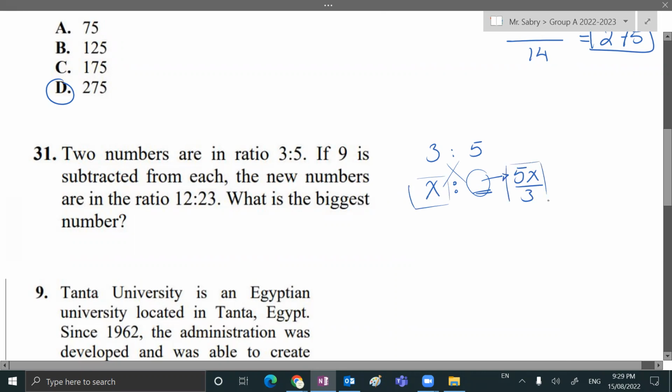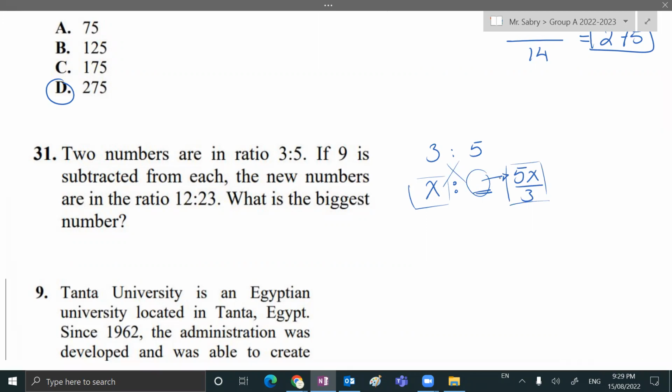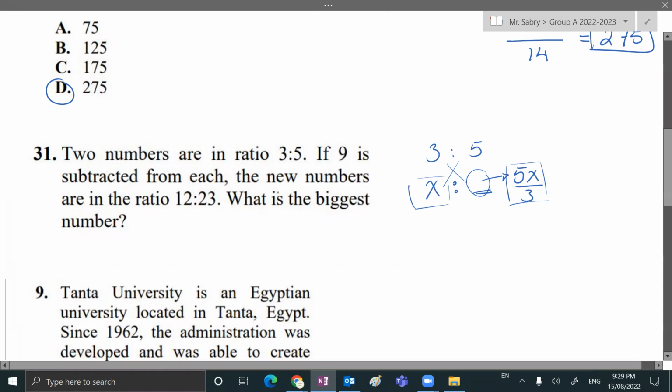So في أي وقت I'm not sure what are the numbers or I don't know the number, I substitute a variable instead of it like x or y or whatsoever. So أنا عندي again two numbers حطيت الريشيوز بتاعتهم which are 3 to 5. I don't know what they are, but if the first one is x, I can figure out what's the other one in terms of x. So بقى 5x over 3, as if those are the two numbers.